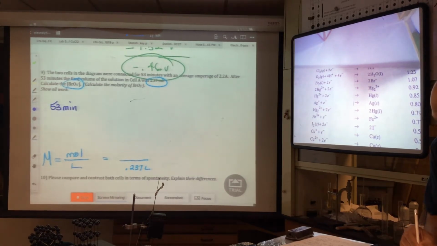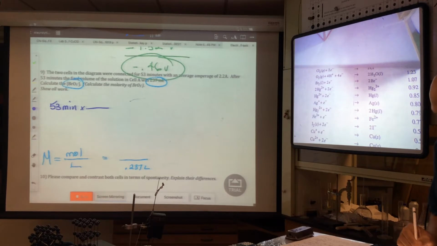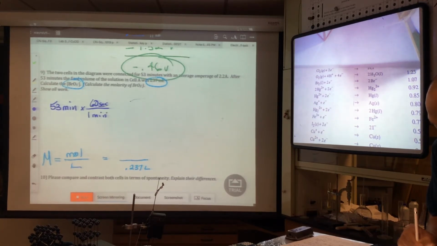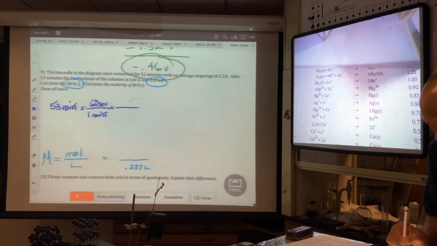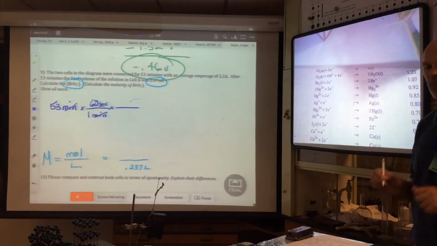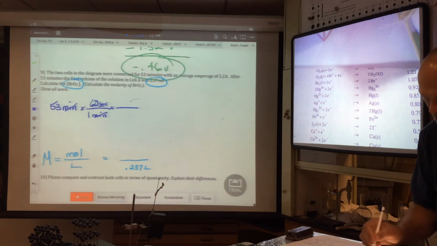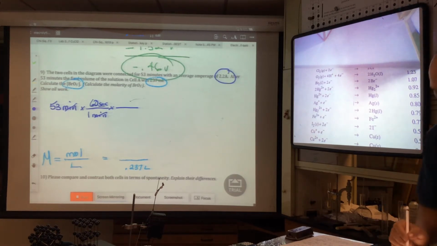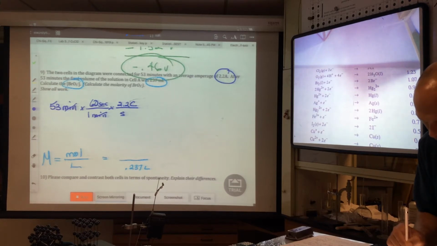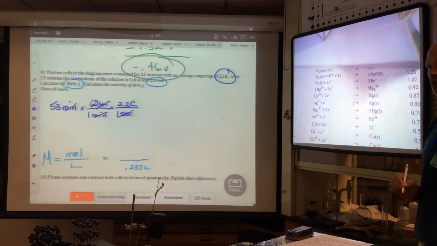Go to seconds. Why do I go to seconds? Because my amperage is in seconds. Every 1 minute is 60 seconds. Now, once I have total seconds, I use my amperage to get total charge. There's 2.2 amps. That means there's 2.2 coulombs of charge per every 1 second. Seconds go by, I've got total charge.